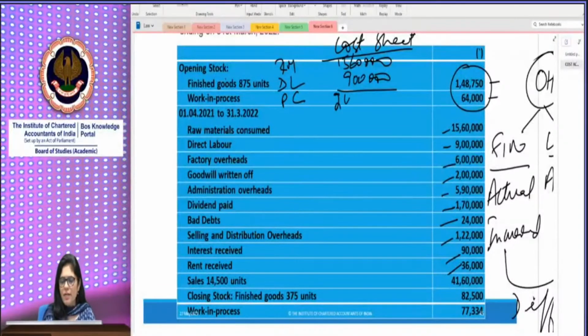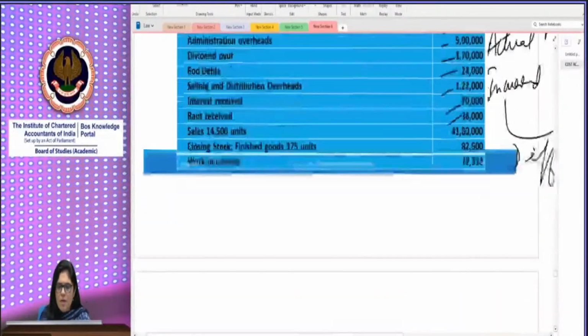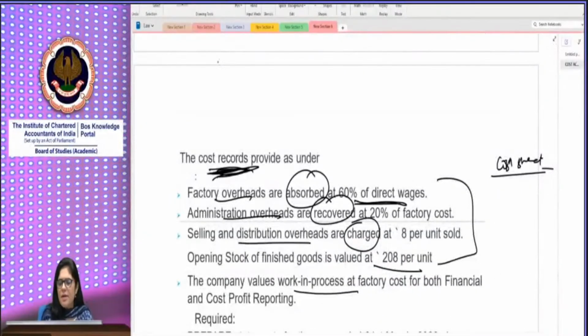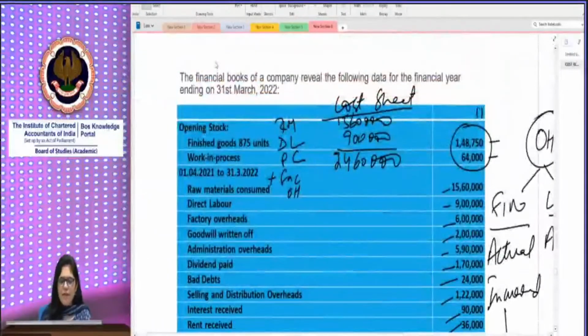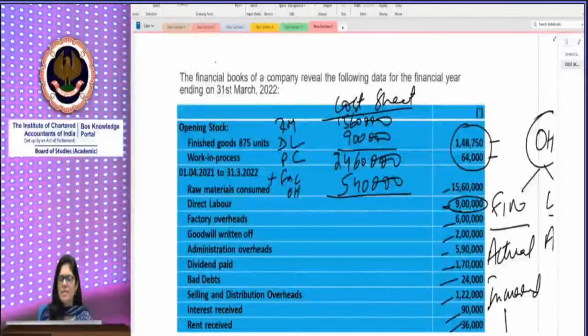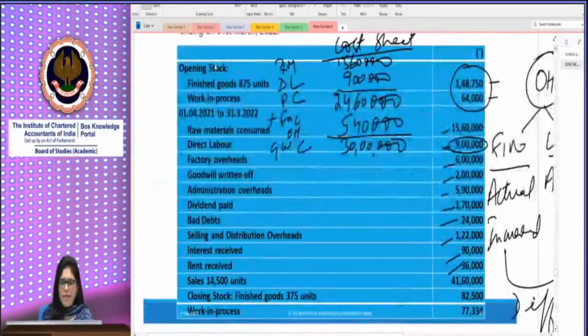24,60,000 is my prime cost plus factory overhead. Overheads we always absorb. Factory overheads are absorbed at 60% of direct wages. Direct wages is 9 lakh. So 60% is 5,40,000 factory overheads. See, we are absorbing 5,40,000 factory overheads. So we have gross works cost of 30 lakhs.